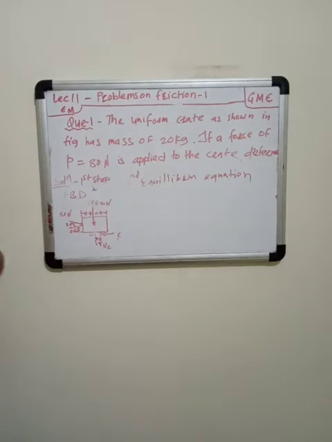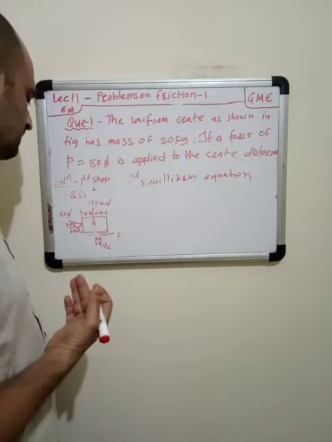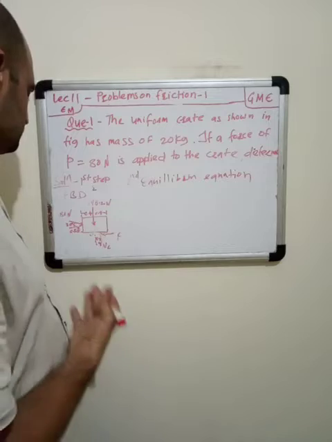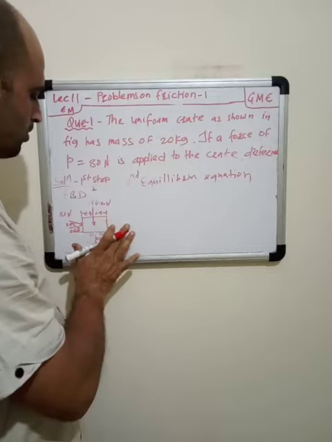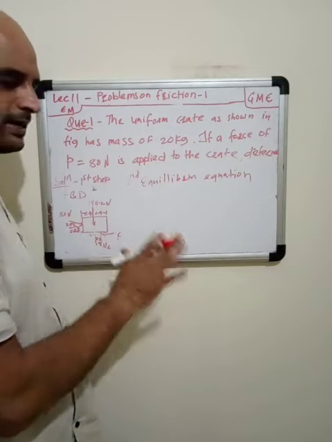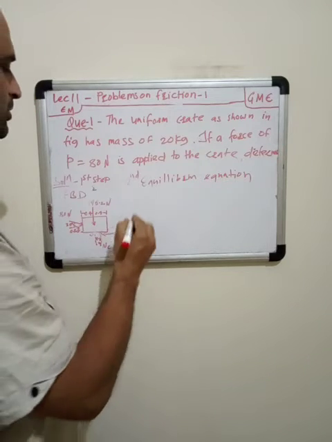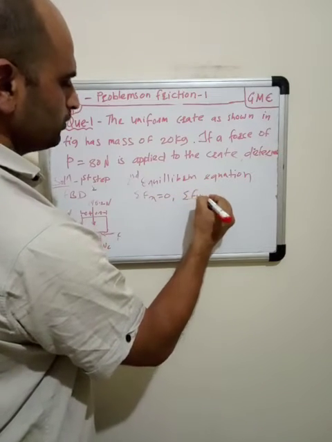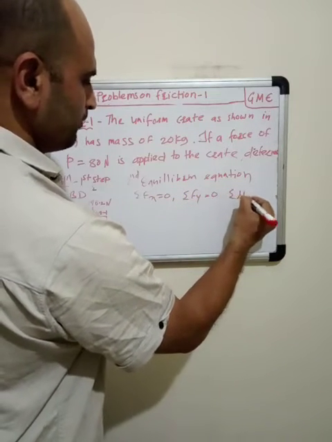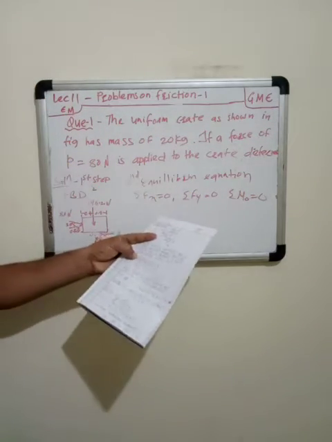See, in this case, there are three unknowns. So we have three equilibrium equations and three unknowns, right? With the help of these three equilibrium equations, we can solve these three unknowns. What are those equilibrium equations? We saw in the previous class, for a concurrent force system, there are three equilibrium equations. One is summation of Fx equal to 0, the other one is summation of Fy equal to 0, and summation of moment about any one point equal to 0, right? These are the three equilibrium equations.